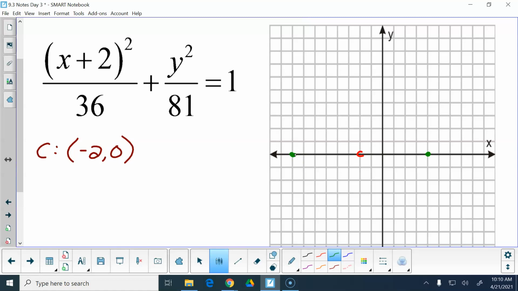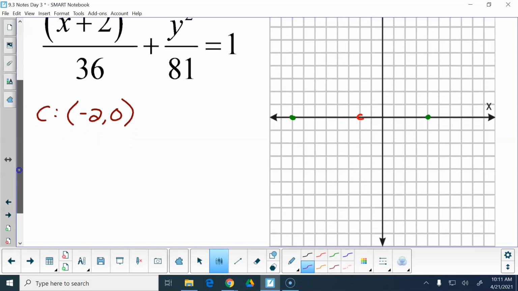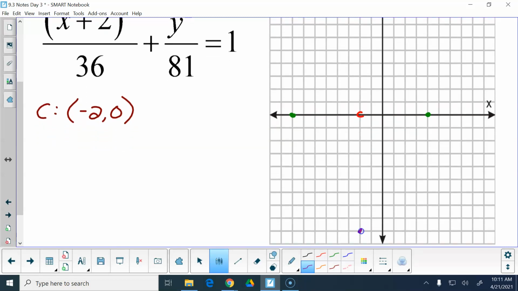Okay. Third step. Now do the same with 81, but instead of going left and right, we're going to go up and down. So that's going to be up and down 9. 7, 8, 9. 1, 2, 3, 4, 5, 6, 7, 8. Oh, man. Just off. I don't like it.